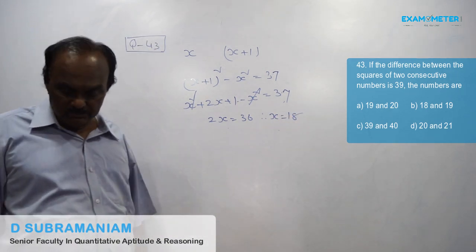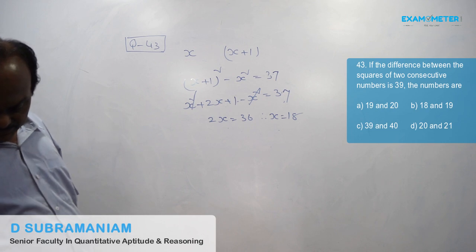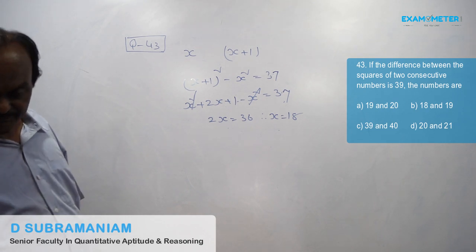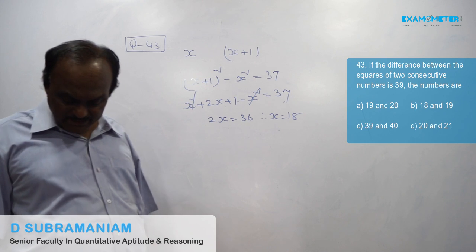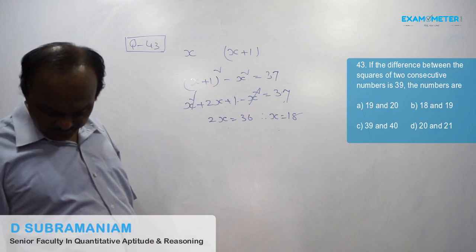X value comes to 18. So the numbers are 18 and 19. Numbers are 18 and 19. So answer is B, 18 and 19.